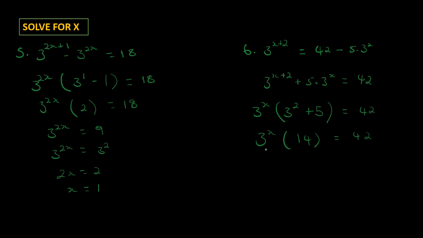Okay, and 42. 3 to the exponent x will be 42 divided by 14. Well, 42 is 7 multiplied by 6. 14 is 7 multiplied by 2. So you see 7 cancels 7, and you see that this is a 3. So our 3 to the power of x is equal to 3, which is taken to the exponent of 1. Then we can conclude that x is equal to 1.